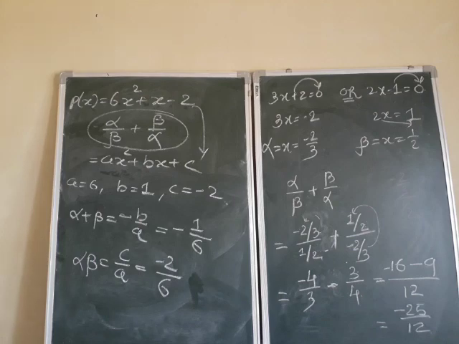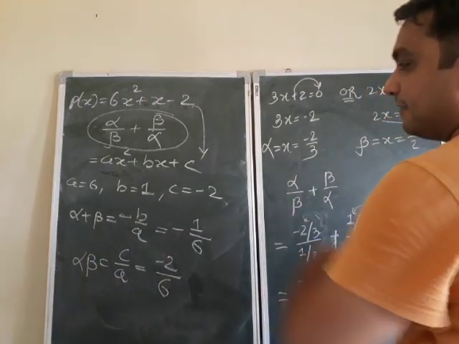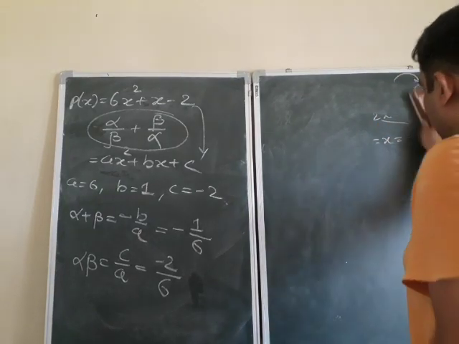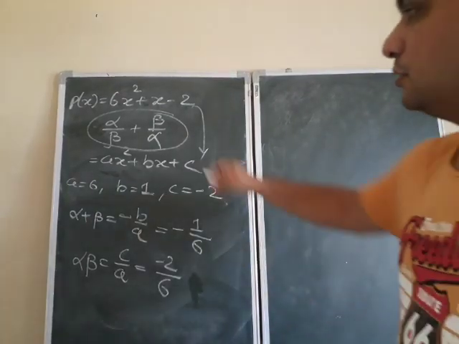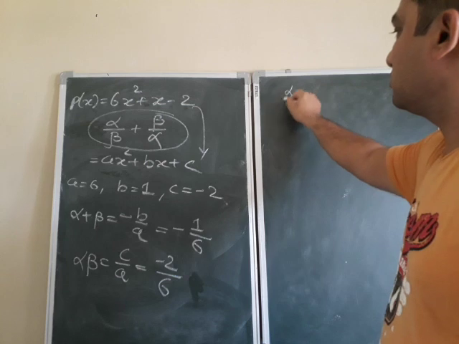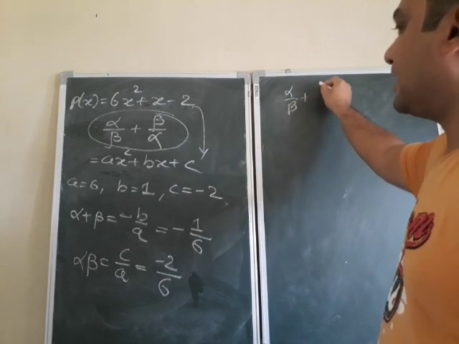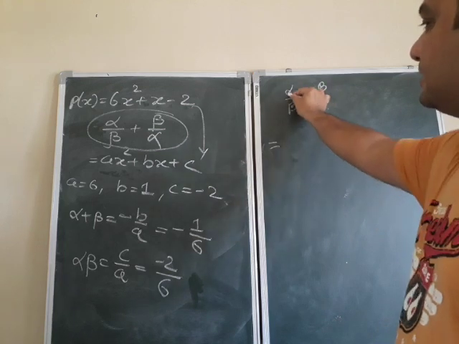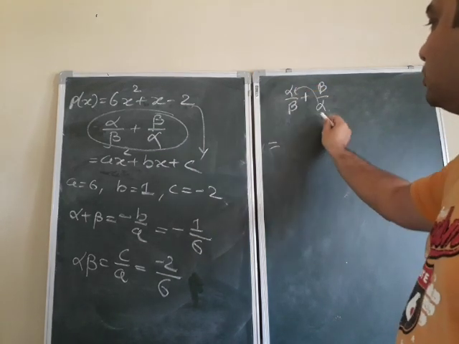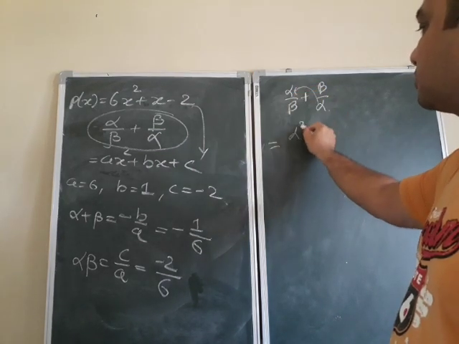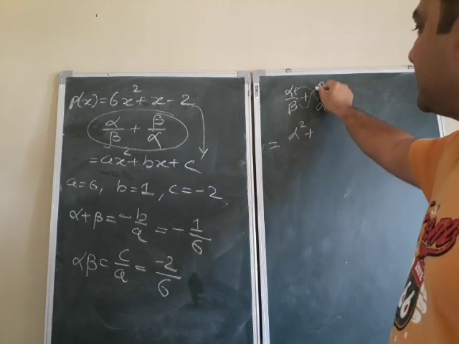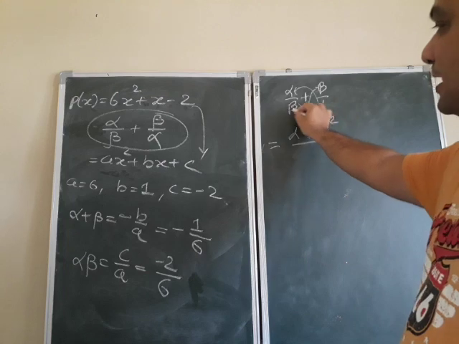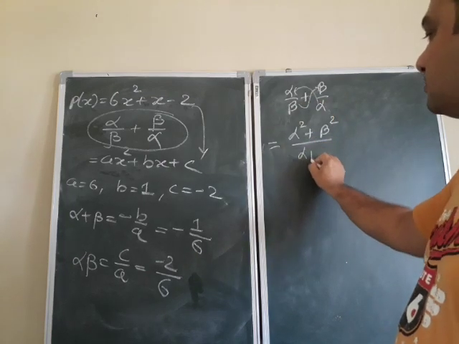Now see how I am calculating. We require this value. See, this is the second method. This is another alternate to find this. Interesting है. See, alpha upon beta plus beta upon alpha. Now take the LCM. So alpha is multiplied, so alpha into alpha, alpha square. Beta is multiplied, so beta into beta, beta square. Upon, in the total LCM, alpha into beta.